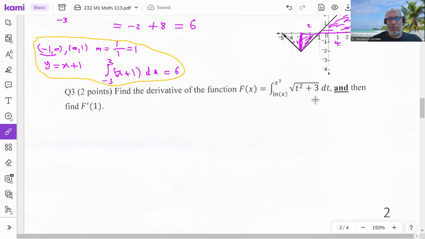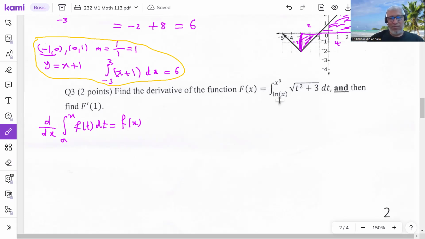Find the derivative of this function. Well, we have the fundamental theorem of calculus. It says that the derivative of the integral, okay? Let me write the formula for you if you want to remember it. d by dx of the integral from a to x, where a is a number, of f of t dt, you have to memorize this formula, is equal to f of x. So this is the fundamental theorem of calculus, part 1.